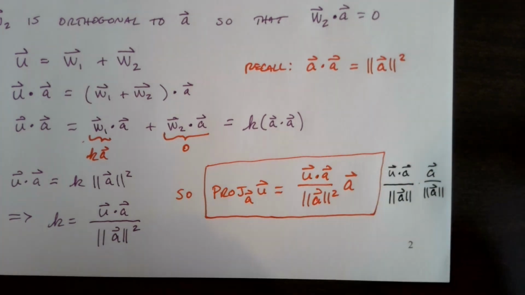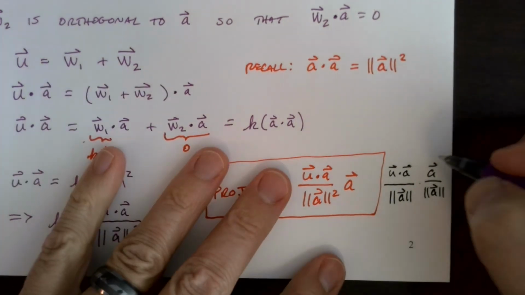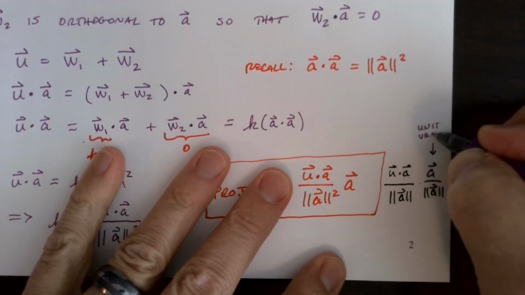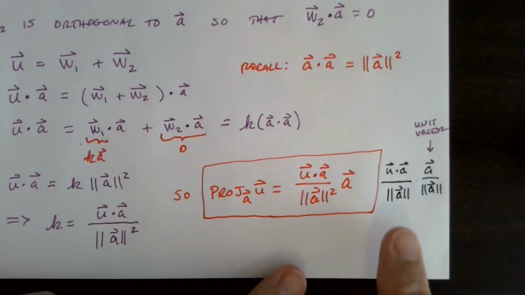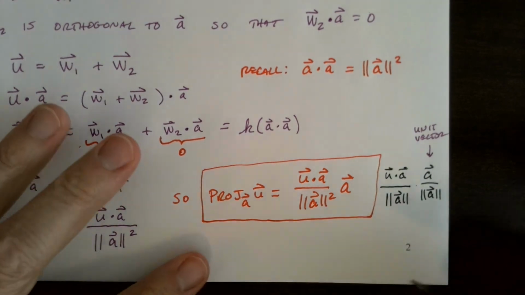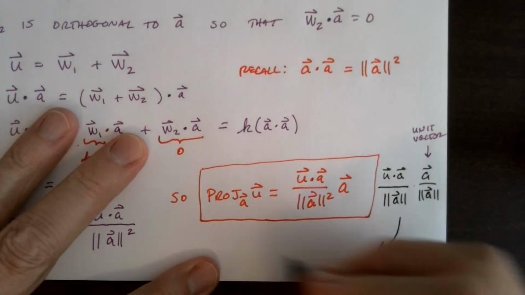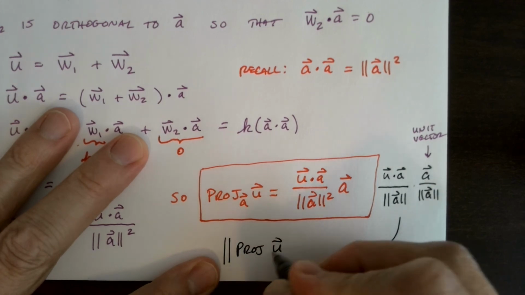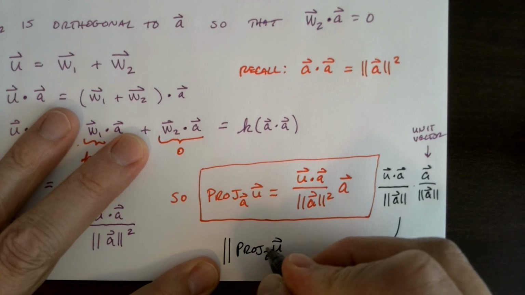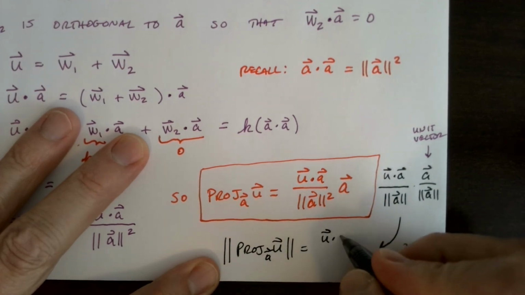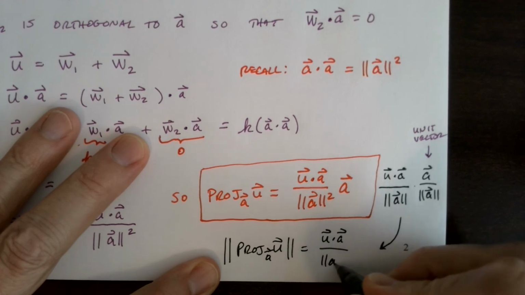So this is 1 over the magnitude of A times A. So what do you know about this vector right here? This vector here is a unit vector, right? That's how we normalize a vector. Okay, but because of that, this scalar multiple, then that's the magnitude or the norm of the projection of U onto A. And so this tells me that the norm of the projection of U onto A is U dot A over the magnitude of A.